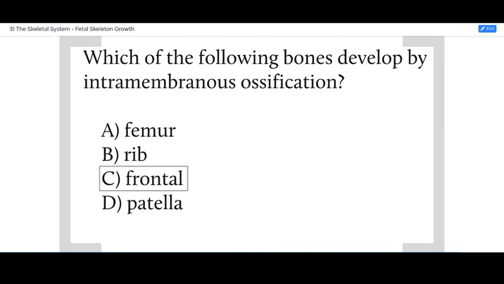Intramembranous ossification is the process by which the skull and clavicles develop primarily, and the frontal bone is one of the bones of the skull. The femur, the rib, and both develop out of endochondral ossification, and the patella, being a sesamoid bone, develops by calcification of other soft tissue.